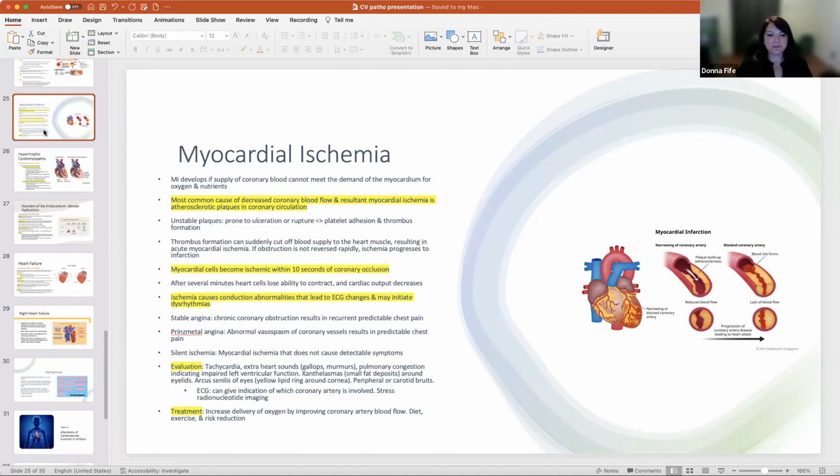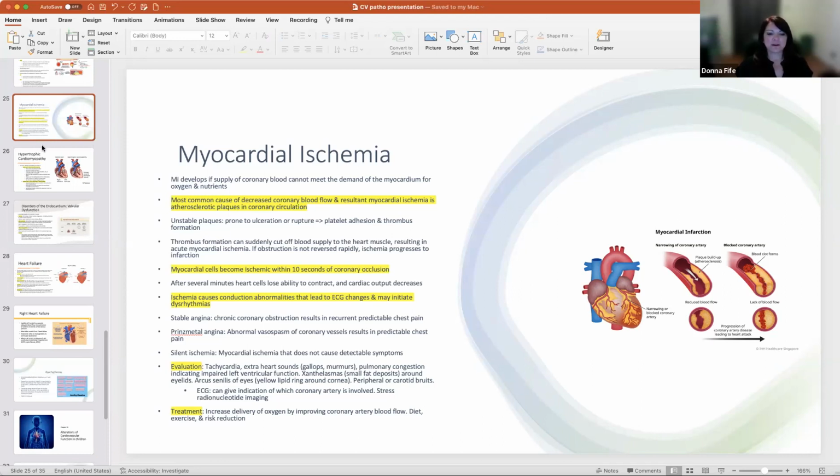Stable angina is a chronic coronary obstruction that results in recurrent, predictable chest pain. Prinzmetal angina is an abnormal vasospasm of coronary vessels that results in chest pain. So with Prinzmetal, that's where you're having that vasospasm that's causing that chest pain. Silent ischemia is myocardial ischemia that does not cause detectable symptoms. Obviously, that could be very dangerous.